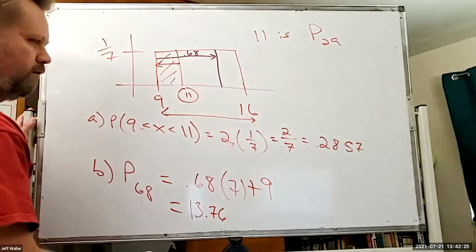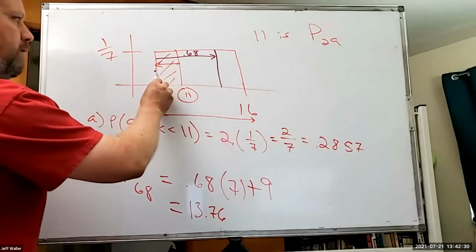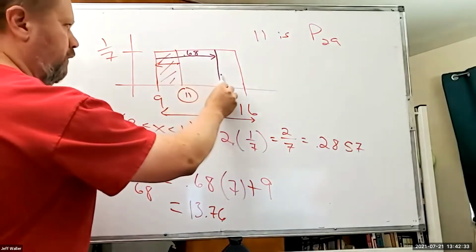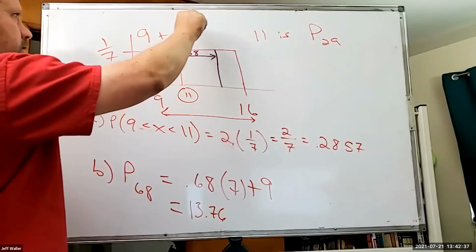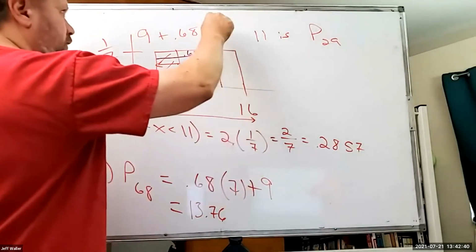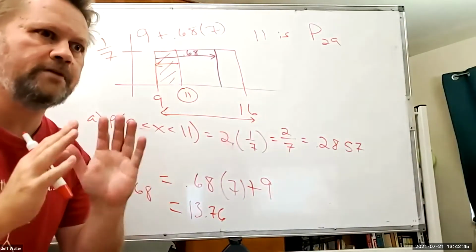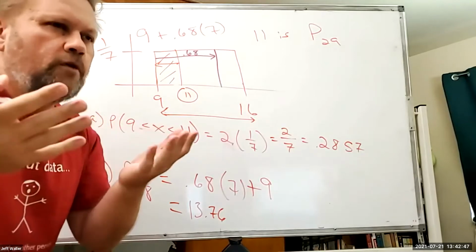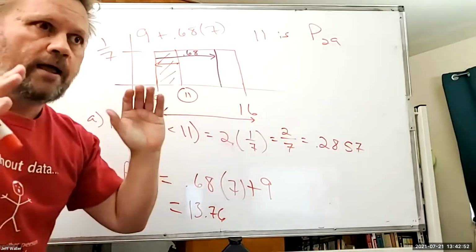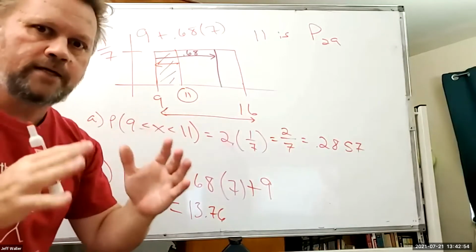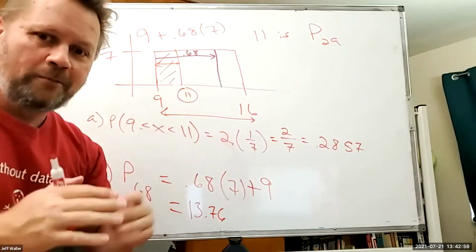Yes? Does that make sense? Isn't the 68th percentile 68% of the way over? So when I start at 9 and add 68% of the total distance, that's how deep I want to go into it. I mean, that's the idea of a percentile. So if you want to use the formula, if you want to memorize that, go ahead. But as always happens in math and science, the idea is easier than the formulas.